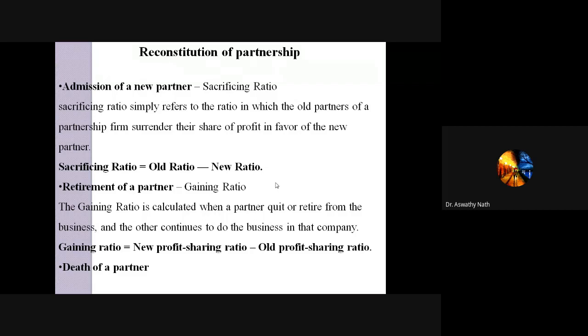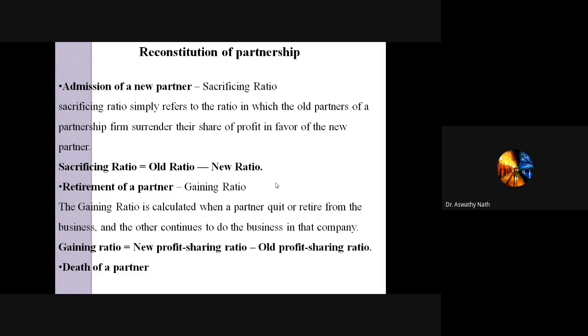In many cases, we need the sacrificing ratio for sharing many things. Okay, and the sacrificing ratio is calculated by deducting: it is the difference between the old profit sharing ratio and the new profit sharing ratio.